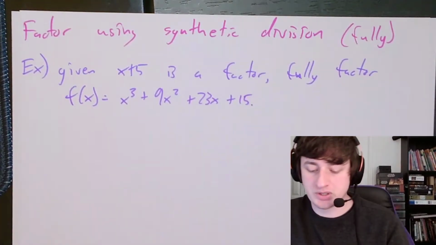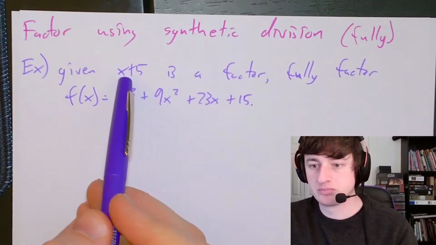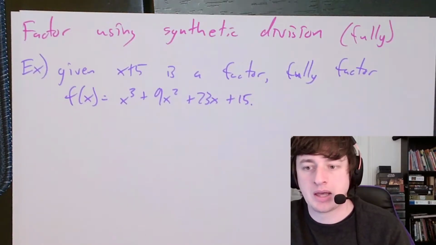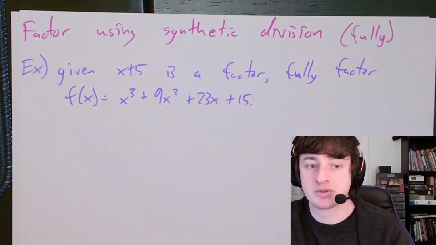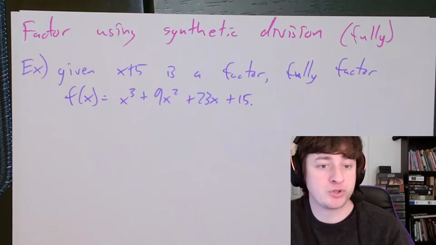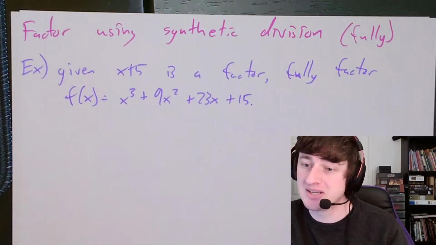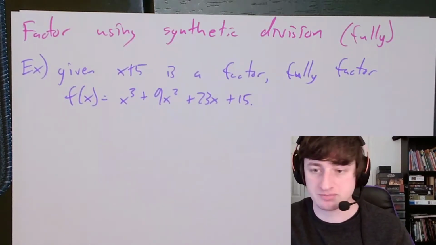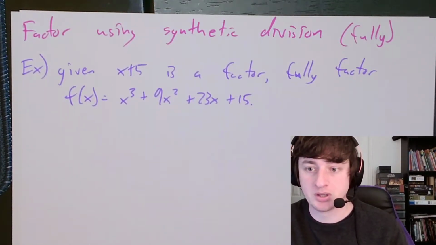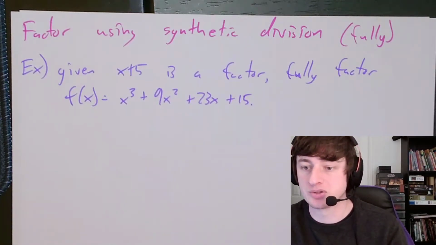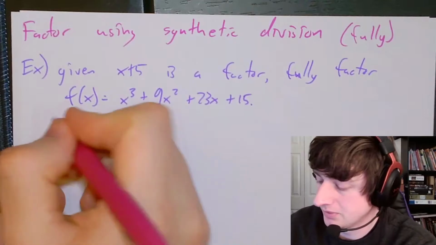On Thursday last week, we were given a polynomial, x plus or minus some number, and we checked if it was a factor using synthetic division. Now we're just told, right, this is a factor. So we should get a 0 at the end of our synthetic division. If we don't, well, then it's not actually a factor and the problem lied to us. So that's not going to happen.